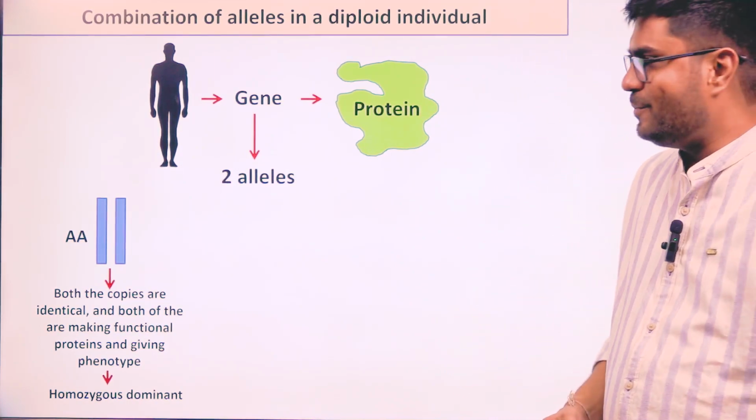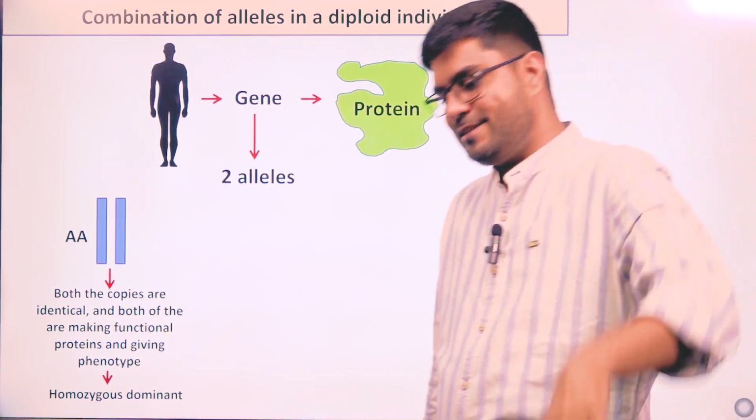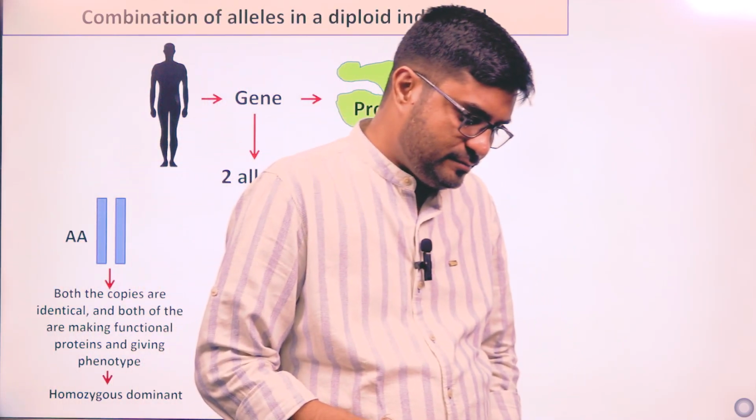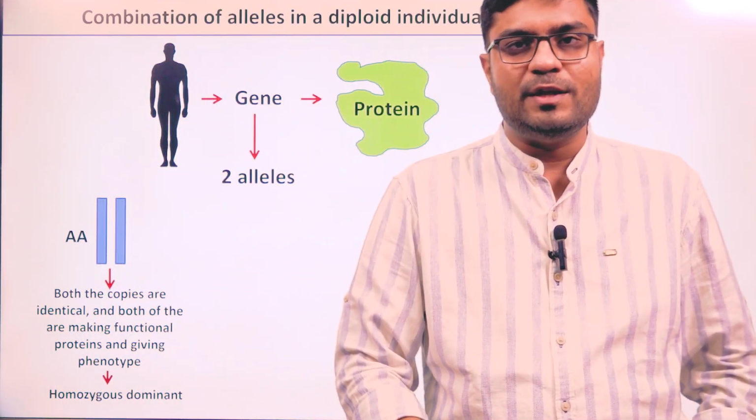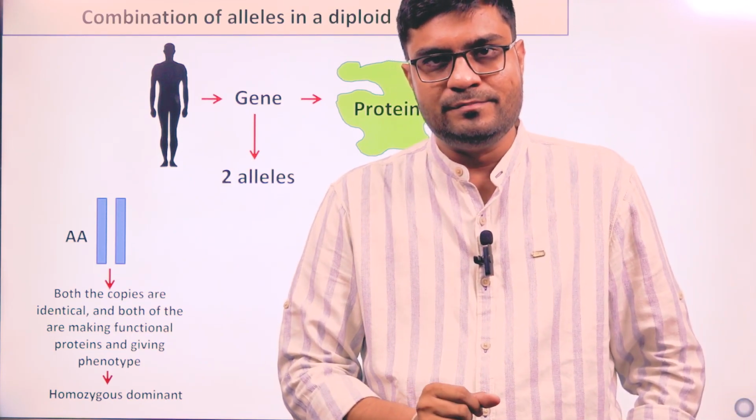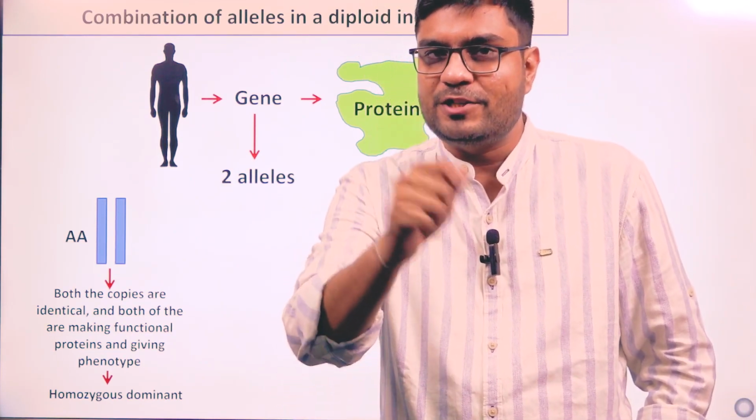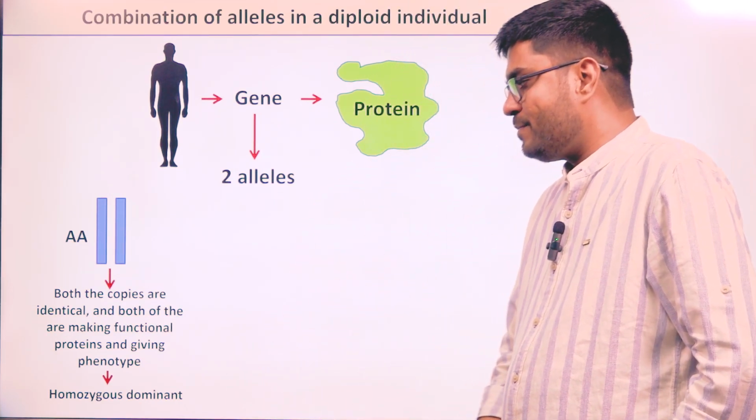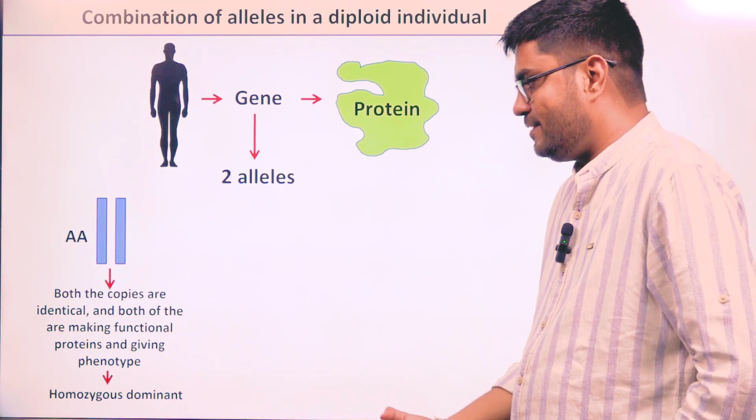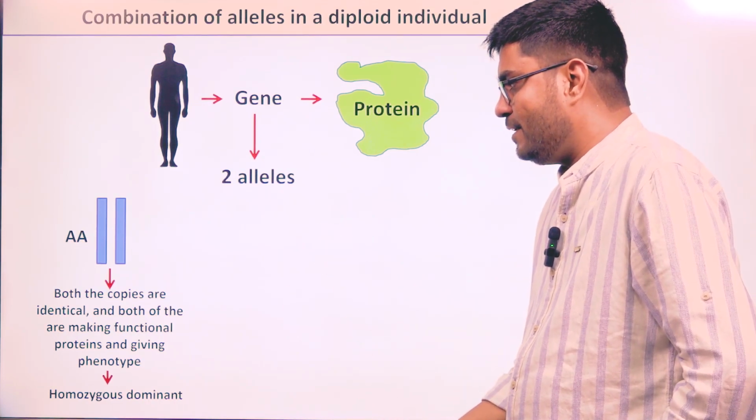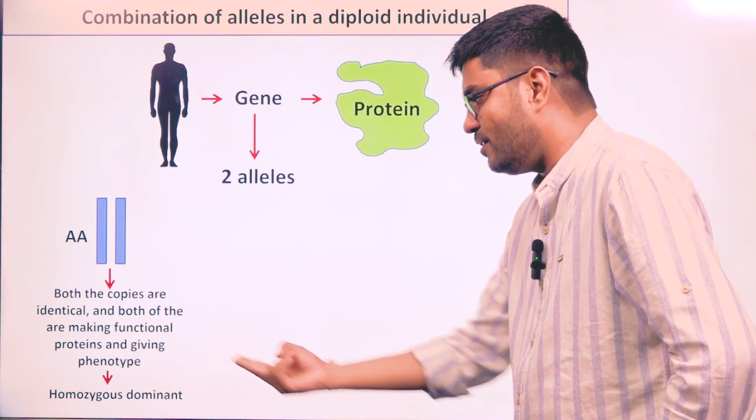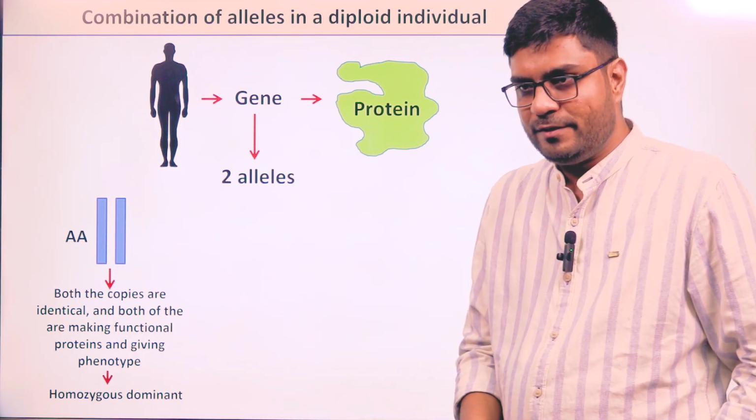So what is homozygous dominant? A person has two copies of a gene, or two alleles of a gene, which are identical, and both of them are giving what? Functional protein. And that functional protein is giving us the result, a phenotype. If the protein is present and giving us the phenotype, and that protein is coded by both the copies, then the condition is called homozygous dominant.